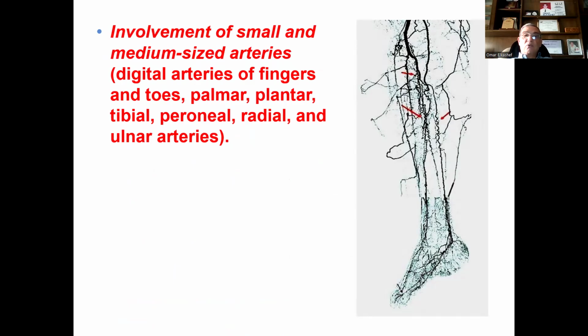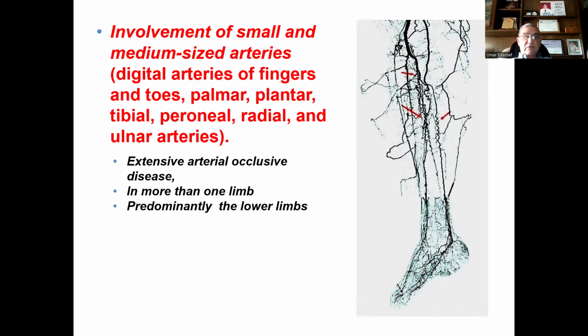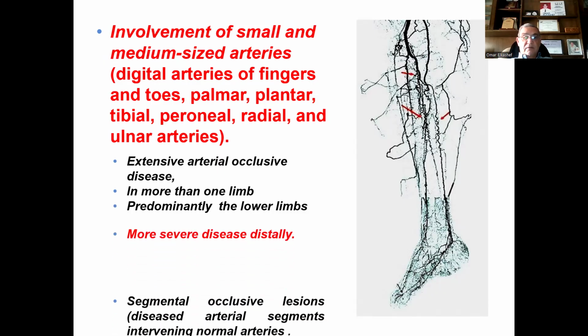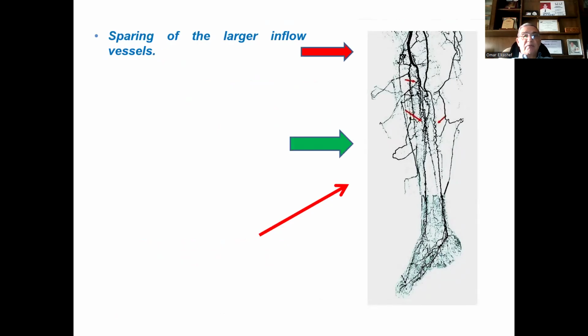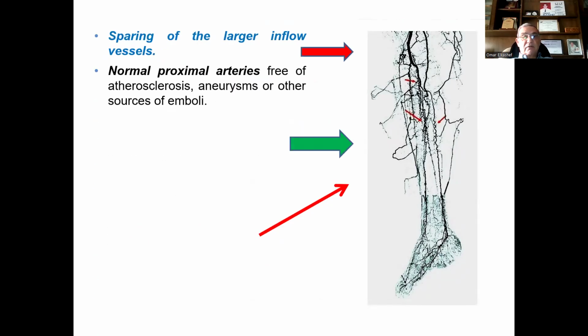The characteristic angiographic findings of thromboangiitis obliterans are involvement of small and medium-sized arteries: the digital arteries of fingers and toes, palmar, plantar, tibial, peroneal, radial, and ulnar arteries. So involvement of small and medium-sized arteries, extensive arterial occlusive disease in more than one limb, predominantly the lower limbs, more severe disease distally, segmental occlusive regions, diseased arterial segments with intervening normal arteries.